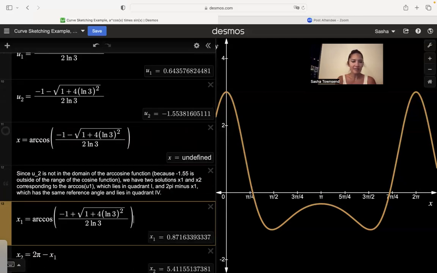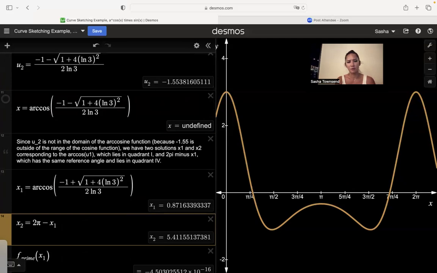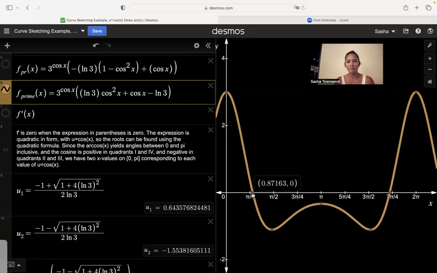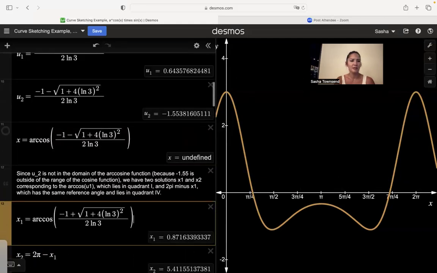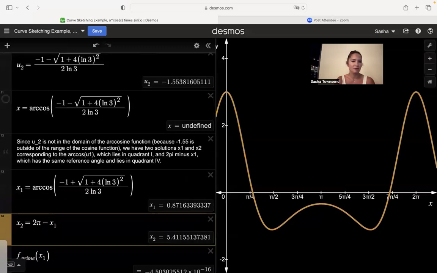And then I said, okay, the other two solutions come from taking the arc cosine of u1 and then 2 pi minus the arc cosine of u1. So the arc cosine of u1 is this 0.87, which is this root right here. And then 2 pi minus the arc cosine of u1 is that value right there. And so that's what we get. So those are the zeros of the first derivative.